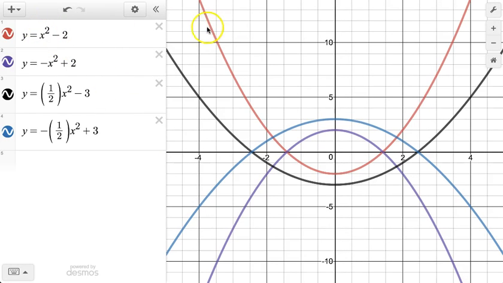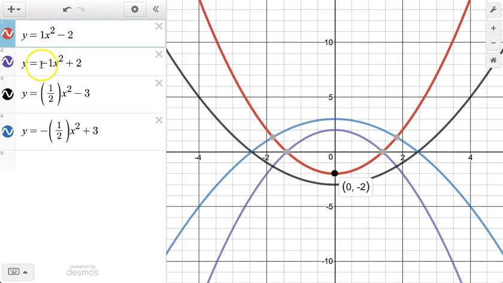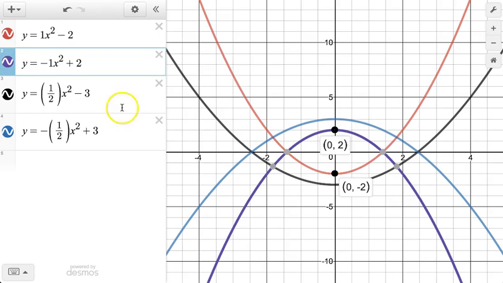So again, let's go through the red one. I'm going to type a 1 in there just so you see it. +1 opens up, but it slid down. The vertex went down 2. Then -1, so it's going to go down, but I moved it up 2. There we are right there in the purple.